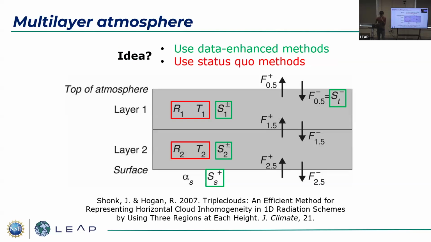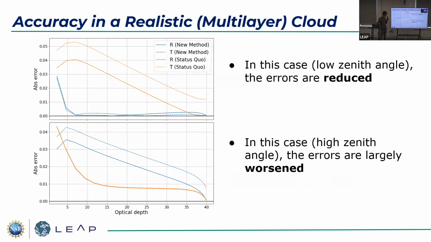So one sort of easy way out, I will say, is, okay, let's improve what we can improve, which are these S terms. We just use the old method for the intra-atmosphere R's and T's, which are much easier to try and determine. So some results over here, let's say we try that.